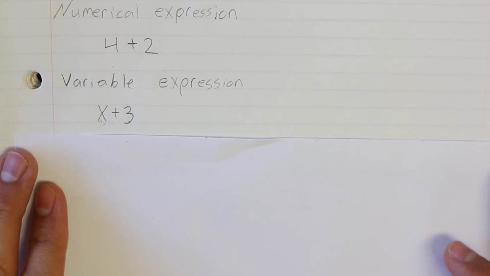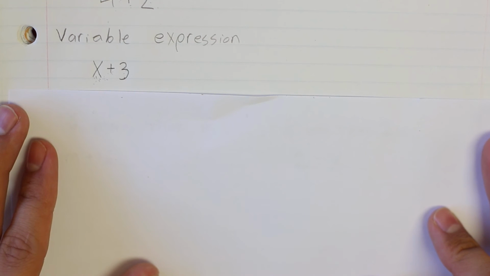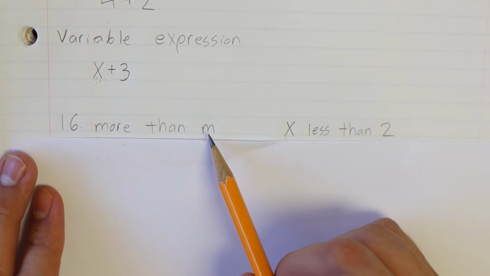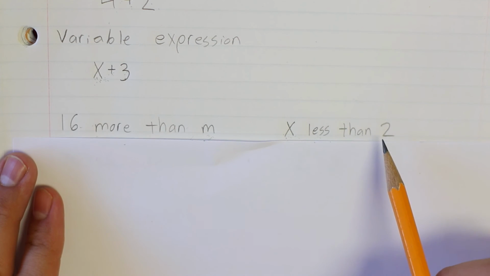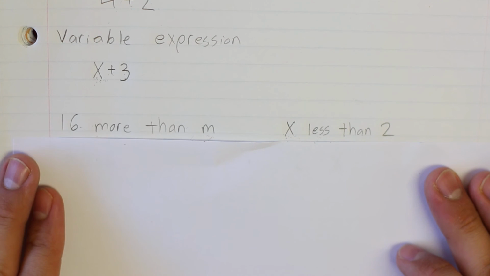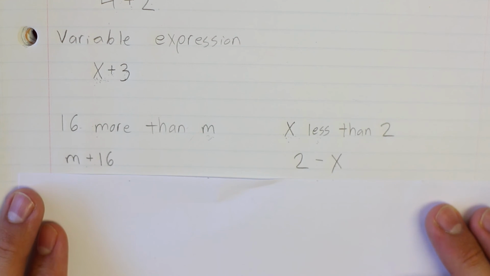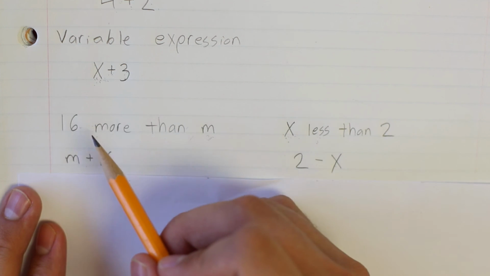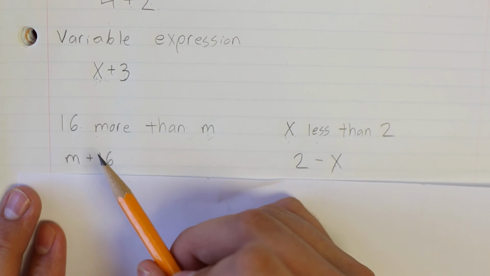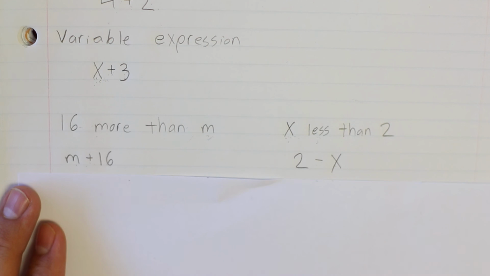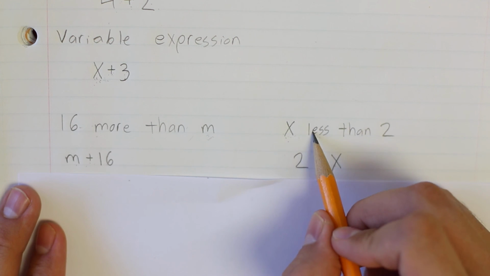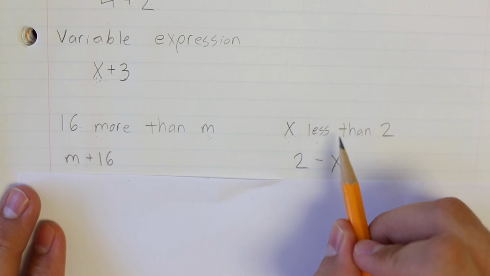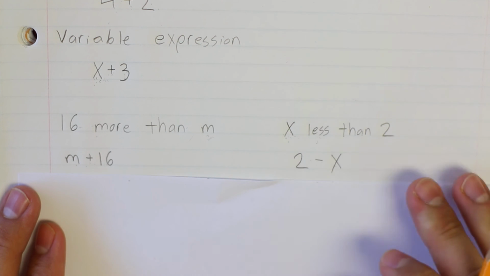Let's go over the last thing that this section covers, and that is writing variable expressions. You might be given phrases like this. 16 more than M, or X less than 2. To write these as expressions, you would simply do this. Now the order does matter. Think about this. 16 more than M. It means I'm adding 16 to M. So I would say M plus 16. If I say X less than 2, I'm really saying that I am taking away that X. So I need to write that as 2 minus X.